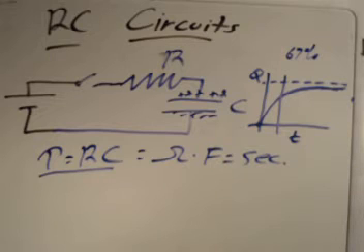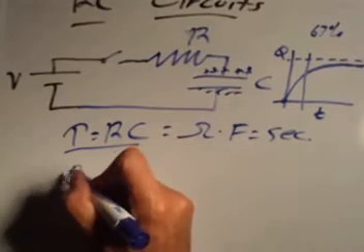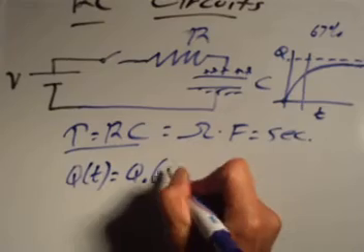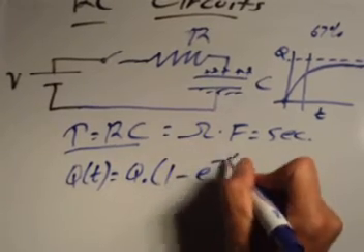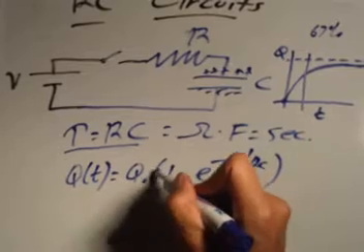So the question is, what functional form does this possibly have? What does the charge as a function of time look like? Well, it looks like this. Charge will be a function of time, and there'll be some overall amplitude times 1 minus e to the minus t over RC. It'll look just like this.